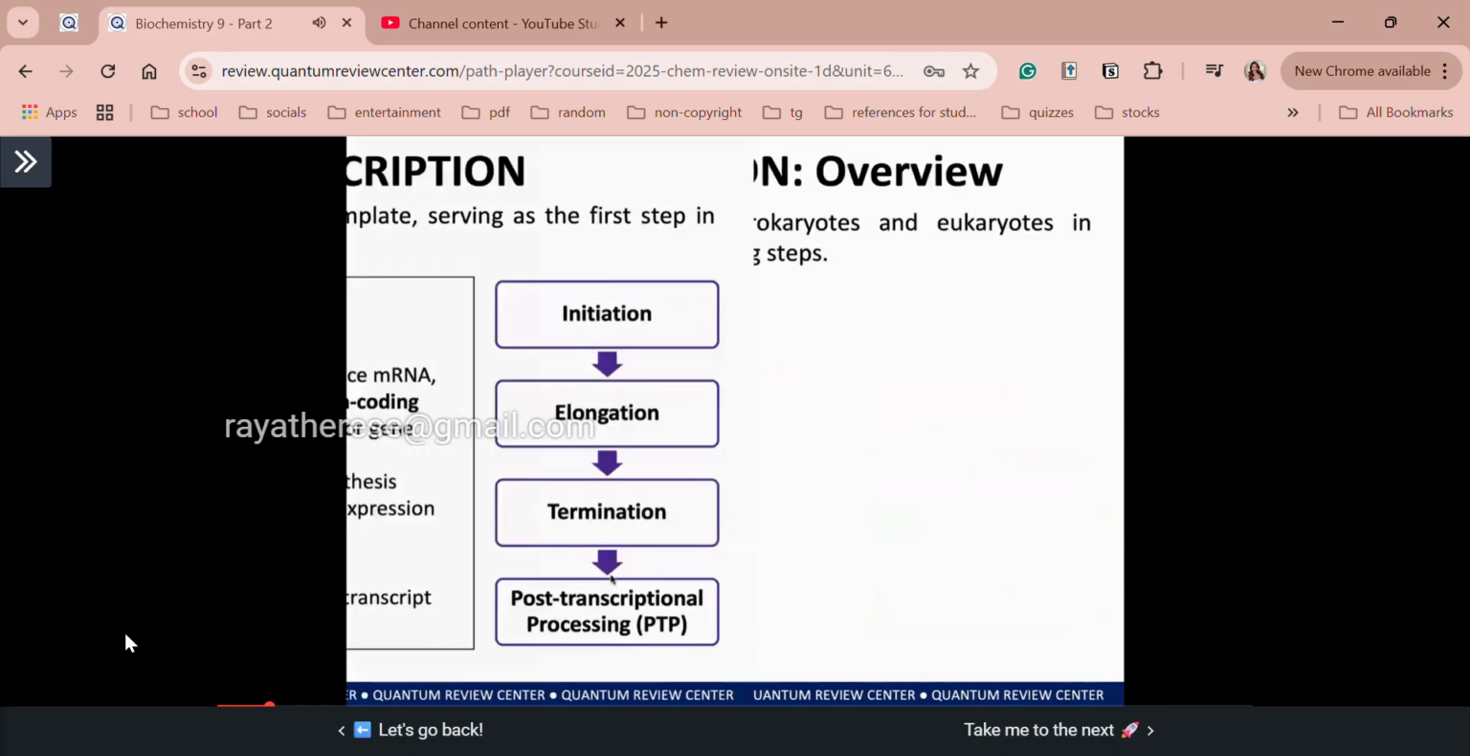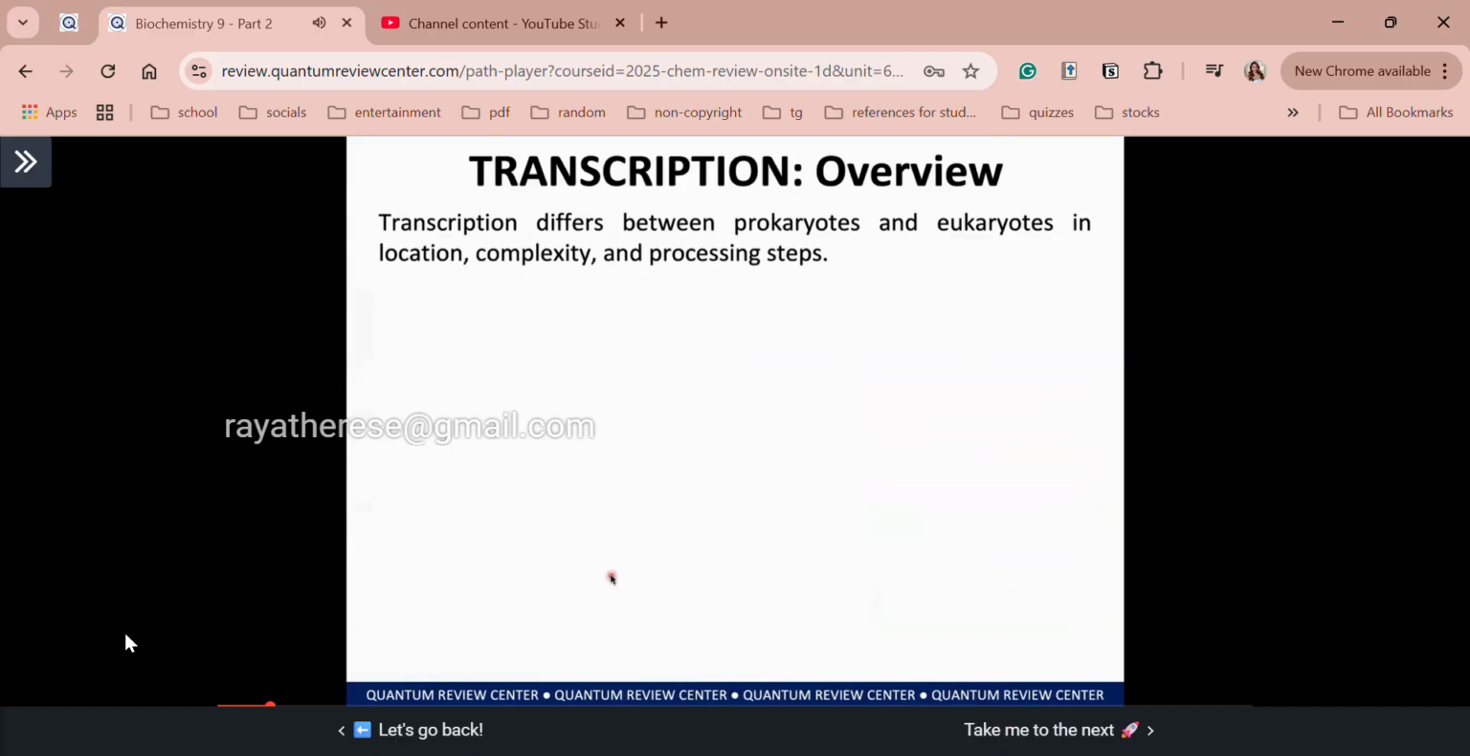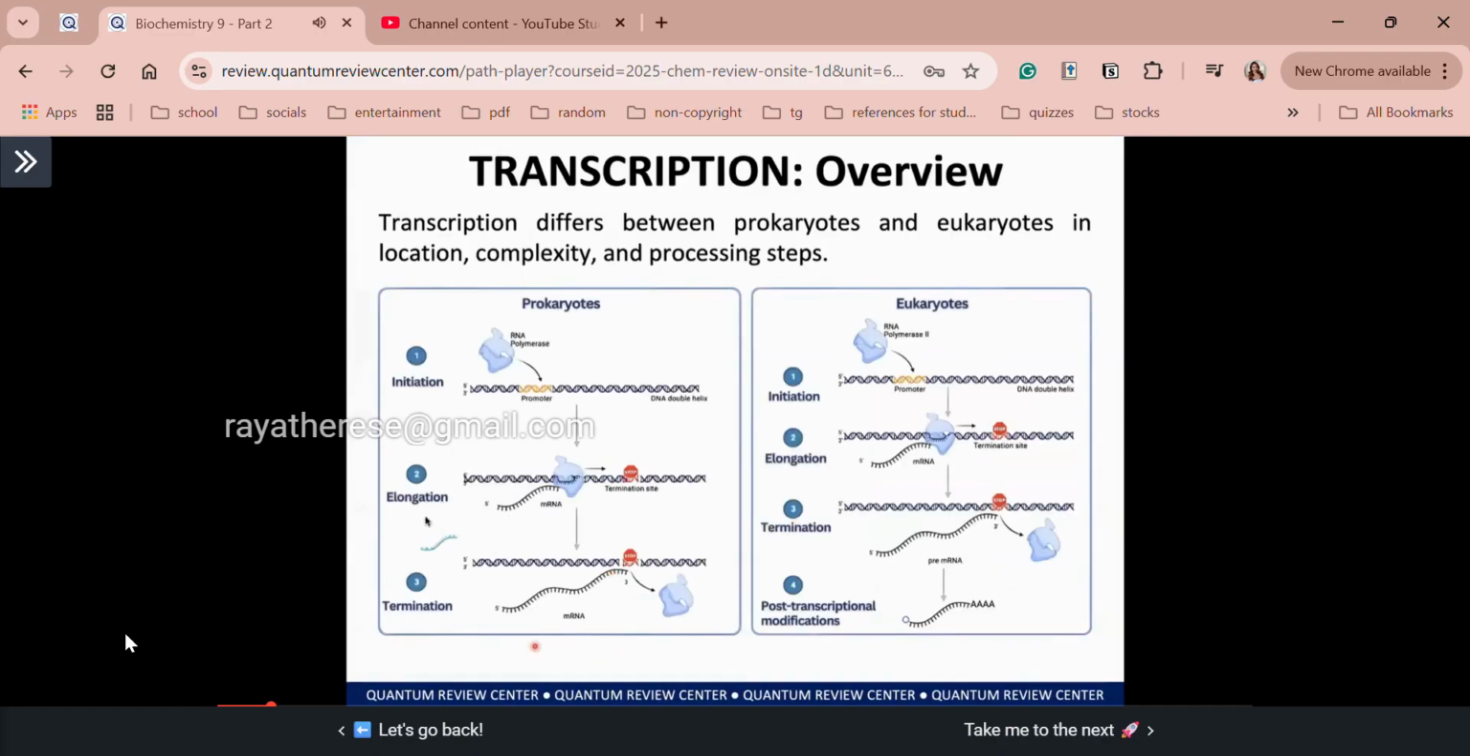Okay, so class, for additional information on the transcription process, this is just a diagram comparing the transcription of prokaryotes and eukaryotes. So class, spot the difference between these two transcription processes. See, almost similar. They use RNA polymerase. They also have promoter regions where RNA polymerase will bind. They also have an mRNA transcript that will be produced in the elongation step, and termination will produce the mRNA for both. But here in the eukaryotic cell, we need PTP or PTM, the post-transcriptional modifications. We will discuss this specific step later on in our discussion.